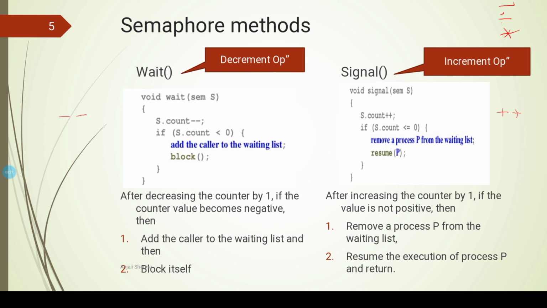Now, talking about the wait operation. In the wait method, after decreasing the counter by 1, if the counter value becomes negative, then add the caller to the waiting list and it blocks itself. And in the signal operation, after increasing the counter by 1, if the value is not positive, then remove a process from the waiting list, resume the execution of the process, and return.